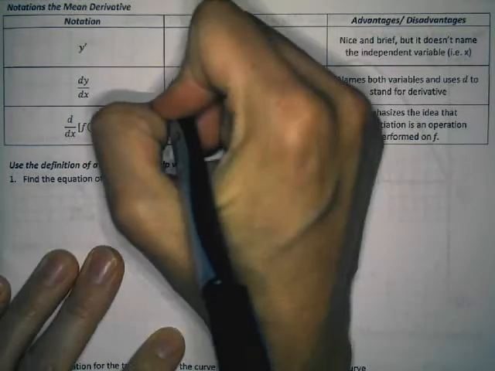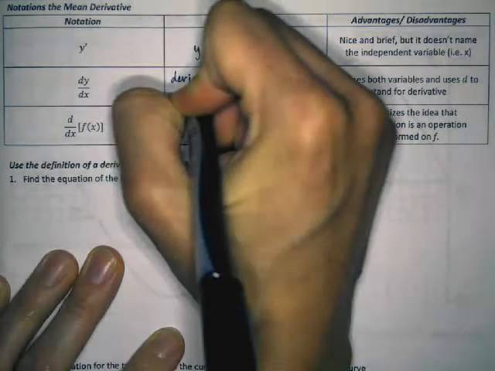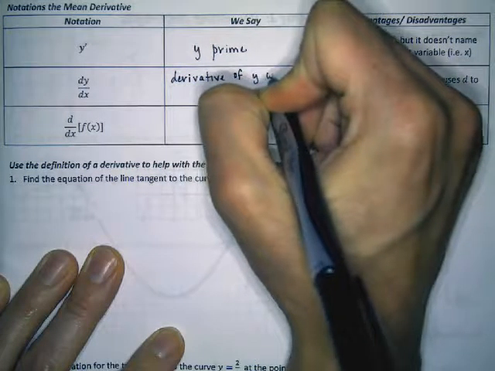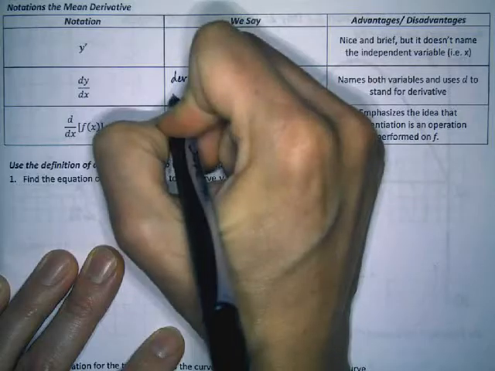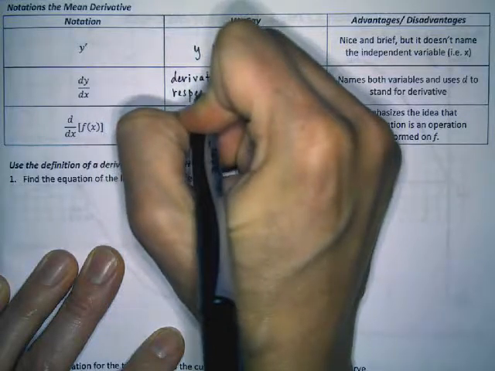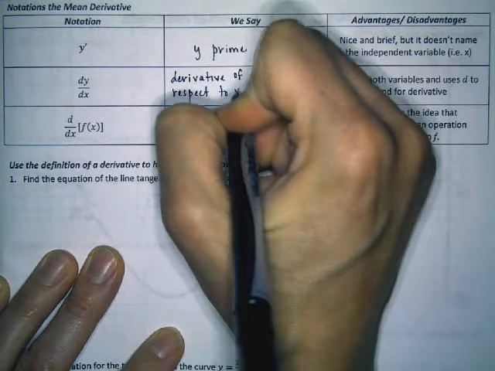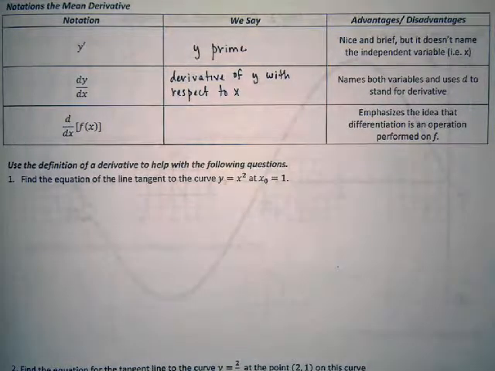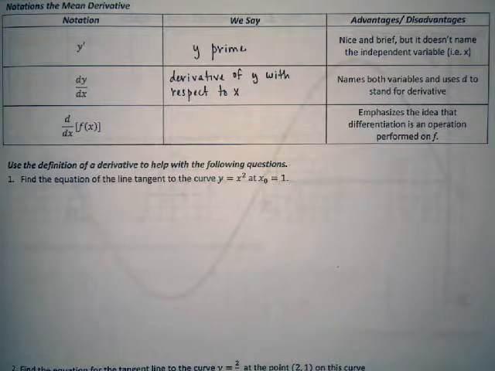The next one we would read as the derivative of y with respect to x, or a lot of times we'll just say dy dx. This one's nice because it names both of the variables, and it uses that d to tell us that we're taking that derivative. So we know we have a function y and that the independent variable is x.